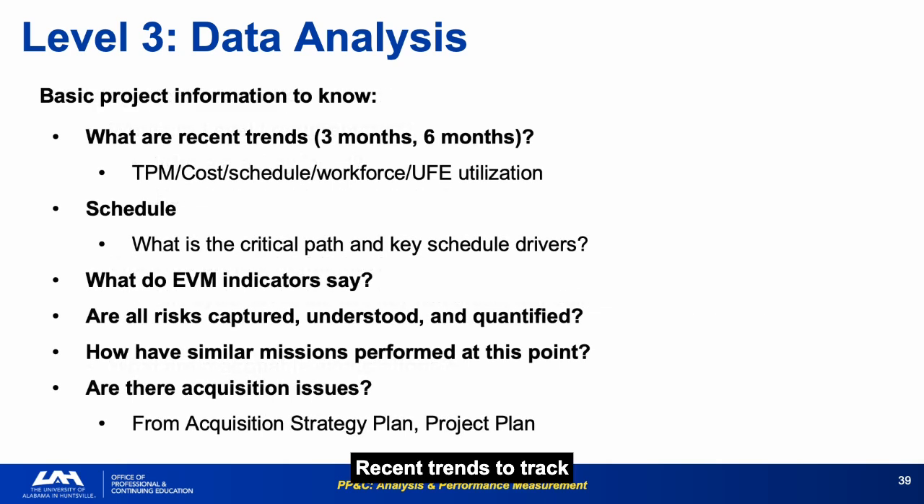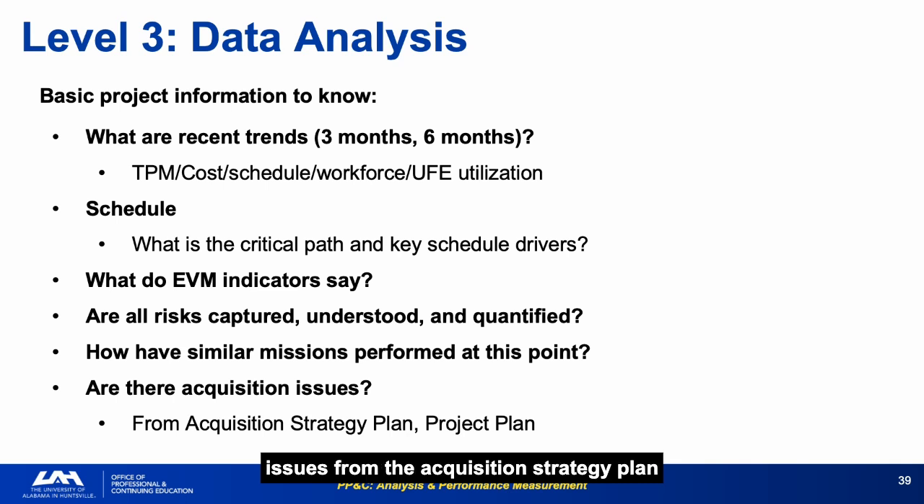Recent trends to track: 3-month and 6-month TPM, cost, schedule, workforce, and UFE utilization, critical path and schedule drivers, EVM indicators, risk capture, similar mission comparison, acquisition issues. 3-month and 6-month trend windows are the most useful. They smooth out monthly noise while still catching emerging problems early enough to act on them.